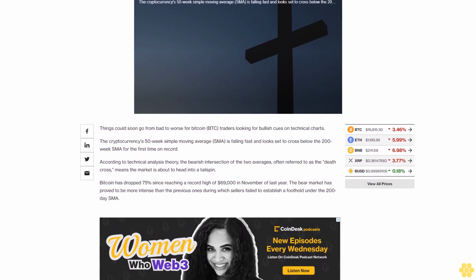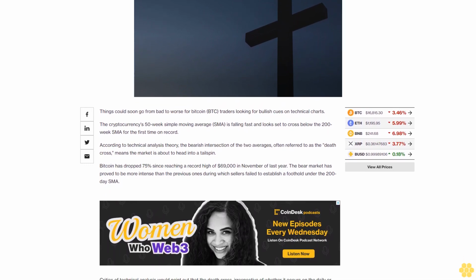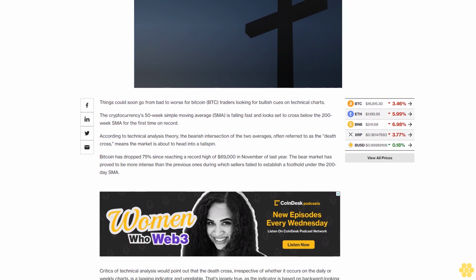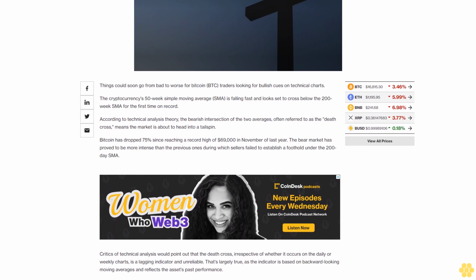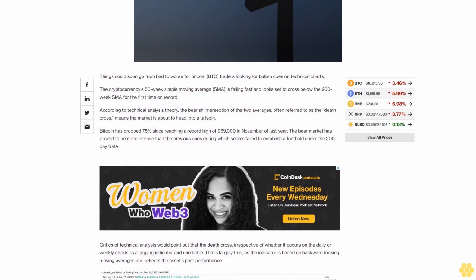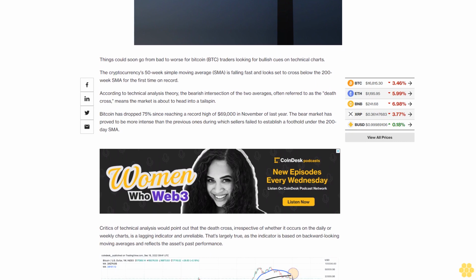The cryptocurrency's 50-week simple moving average, SMA, is falling fast and looks set to cross below the 200-week SMA for the first time on record. According to technical analysis theory, the bearish intersection of the two averages, often referred to as the death cross, means the market is about to head into a tailspin.